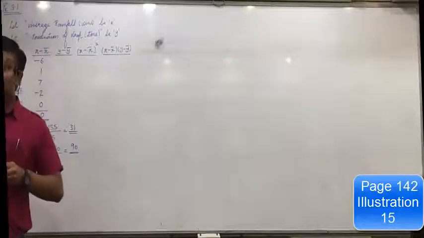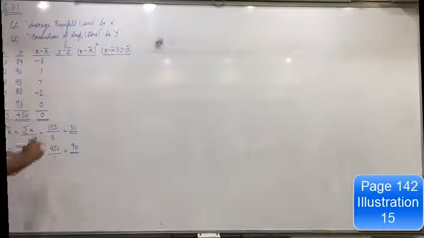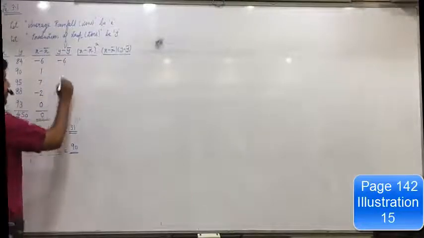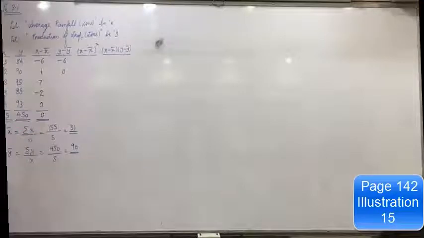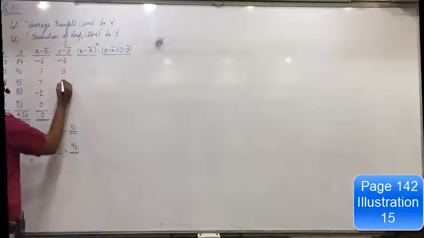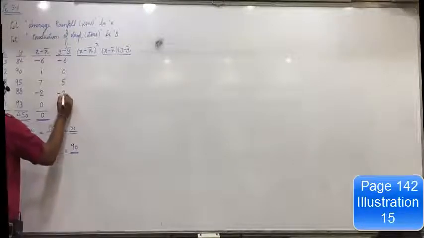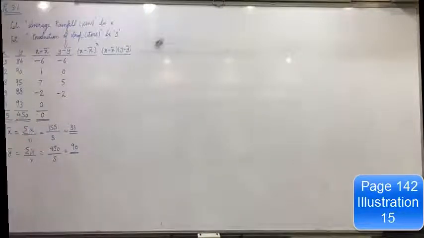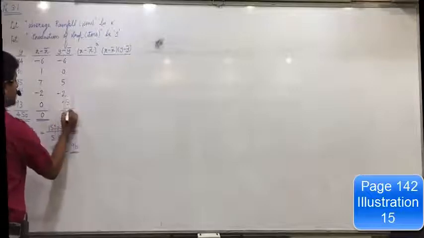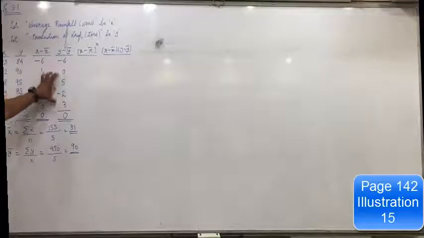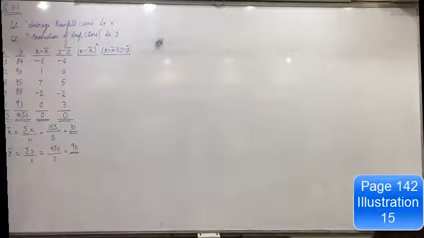Understood that? Aryan, Y minus Y bar. 84 minus 90 is minus 6. 90 minus 90 is 0. 95 minus 95 is 0. 88 minus 90 is minus 2. 93 minus 90 is 3. Here also the total must come 0. Negative is 6 and 2, 8. Positive is also 5 and 3, 8. Understood that, everyone? Then come to X minus X bar square.